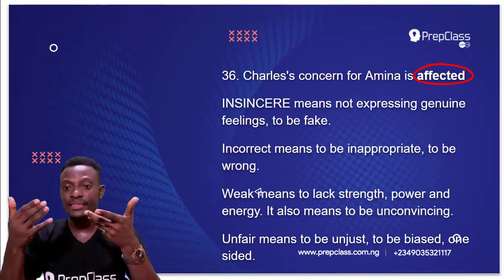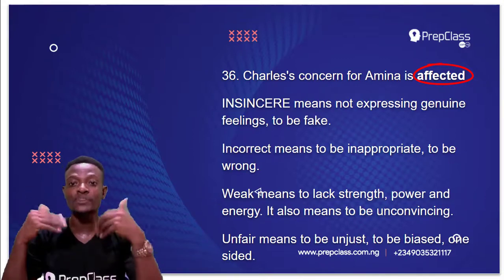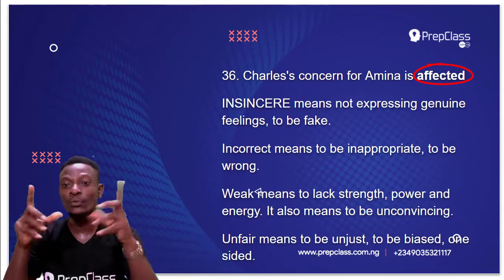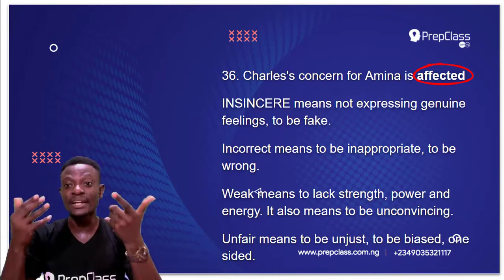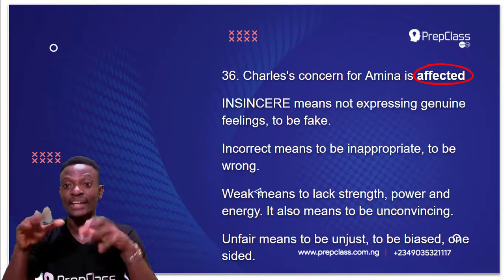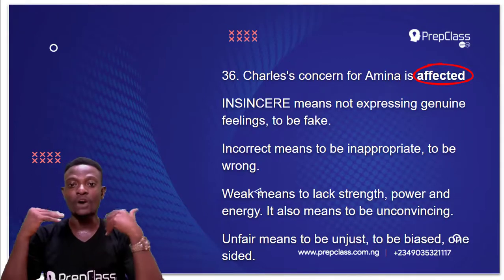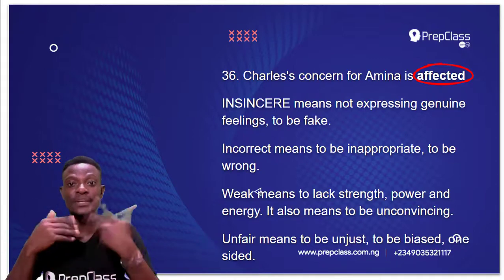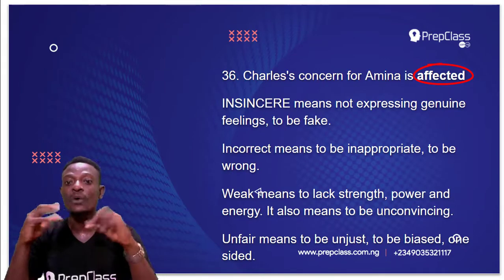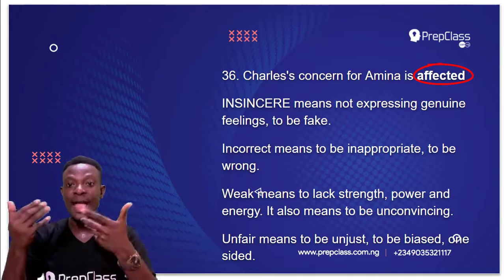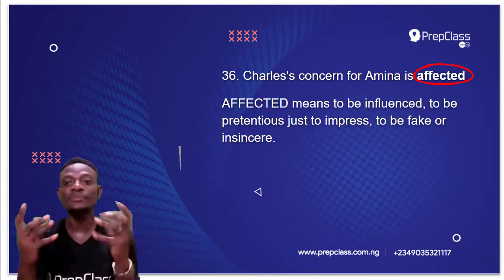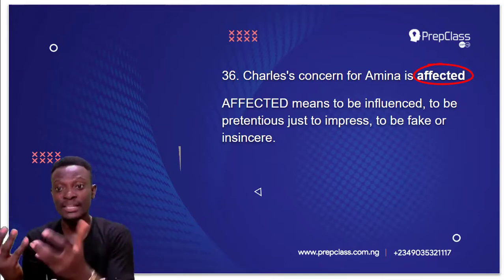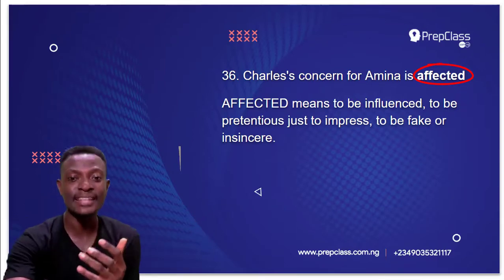Weak means to lack strength, power, and energy. It also means to be unconvincing. So does it mean that Charles's concern for Amina is weak? Does it mean that it is lacking power and energy, or it's unconvincing? Now, unfair means to be unjust, to be biased, to be one-sided. So does it mean that Charles's concern for Amina is one-sided, or is it biased? Affected means to be influenced, to be pretentious just to impress, to be fake or insincere.